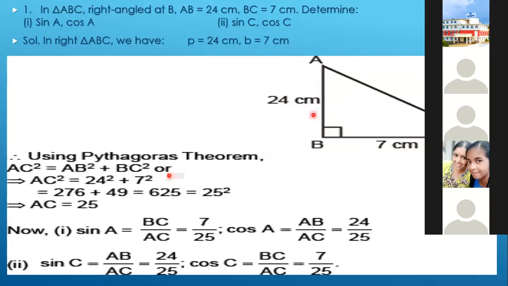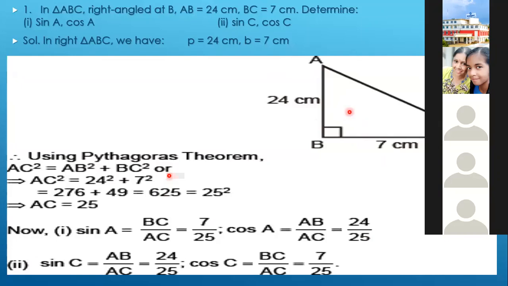One thing remember, to find all the trigonometric functions, we need all three sides' values. Okay, keep this in mind. Whenever they give any two sides, first you need to find out the third side. Sometimes they'll give the hypotenuse and any one other side. So how to find the other side? By using Pythagoras theorem. Same thing, the square of the hypotenuse is equal to the sum of the squares of the other two sides. If you subtract, you'll get the other side.